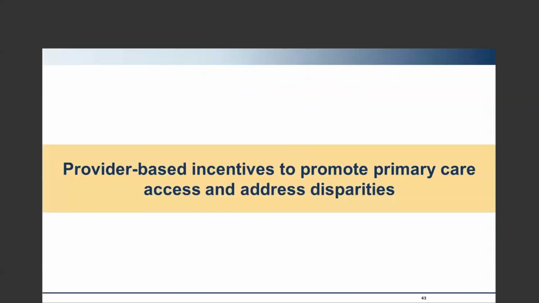Next slide. So we had 3 provider incentive efforts to promote primary care access and address disparities, including our Healthy Opportunity Screening and Referral payments, Health Equity payments, and our Glide Path payments. Next slide.